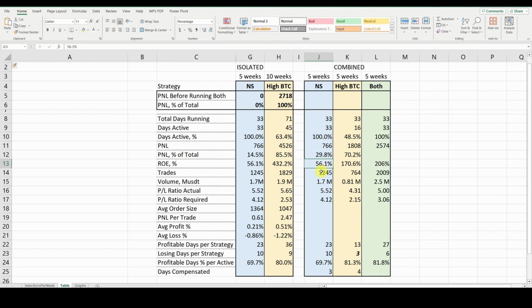In terms of the number of trades and trading volume, the flat strategy is far ahead, 1.7 million versus just 0.8 million. The efficiency of that volume, of course, is higher on high Bitcoin, but volume itself is also an important aspect. Firstly, in your relationship with the exchange, and secondly, it is an indirect indicator of opportunities.